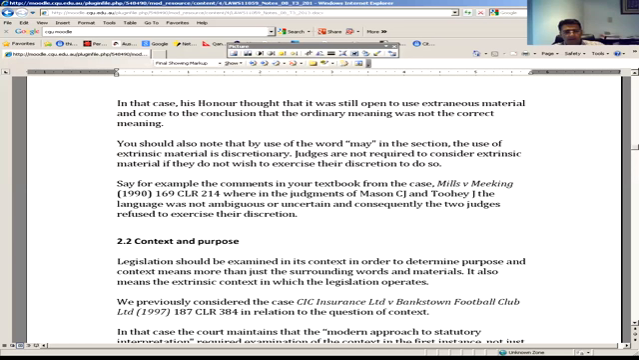It shows the fragility, if we call it, the fact that the English language is quite fragile when we interpret the meaning of specific words.